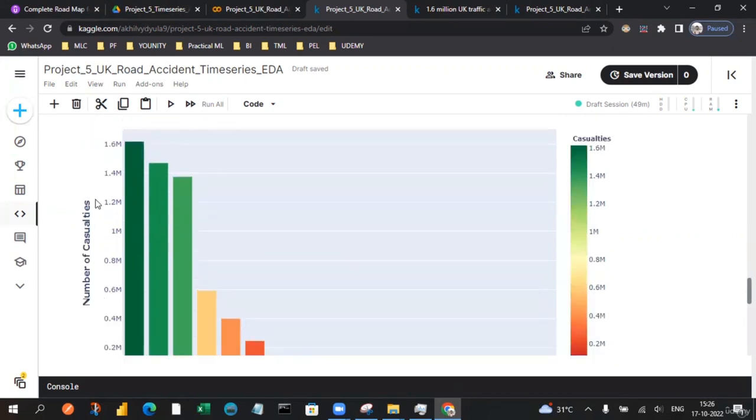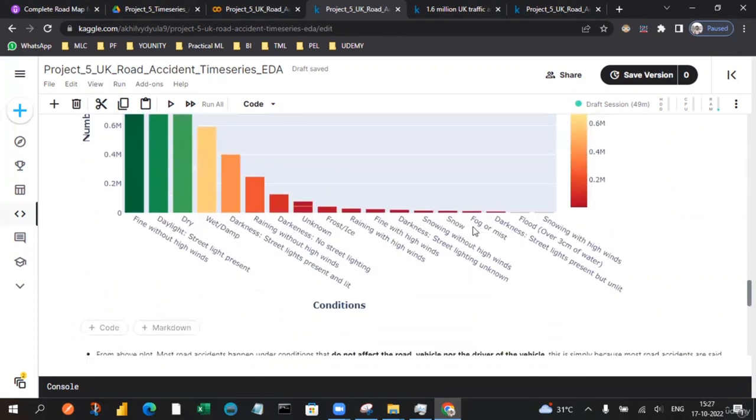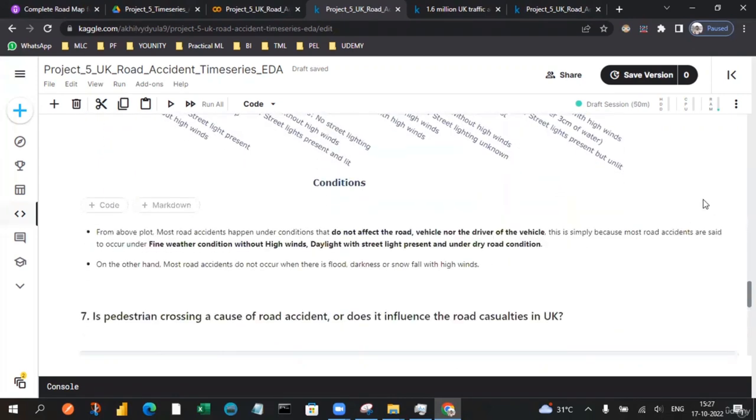Let's say fine without high winds, with daylight and street lights present. That means there are so many fine results with a very high number of casualties, only a few of them otherwise. Let's say fog or snowing without high winds, or darkness, or street lighting unknown. Fine with high winds has very low casualties.